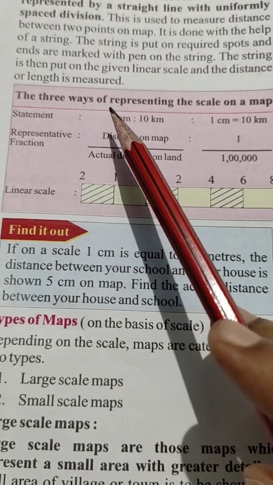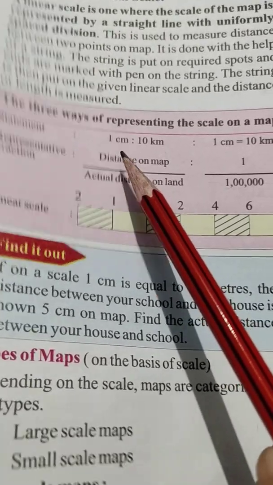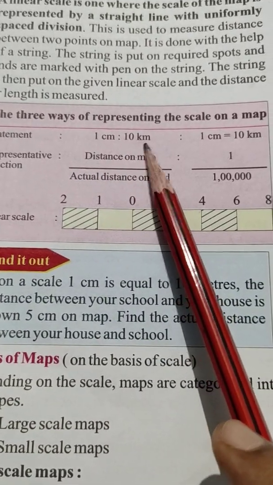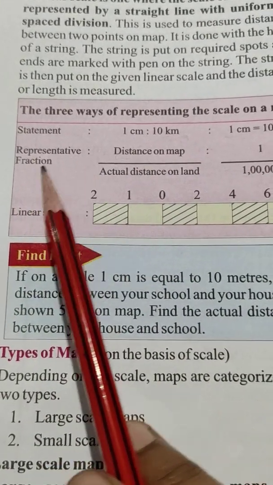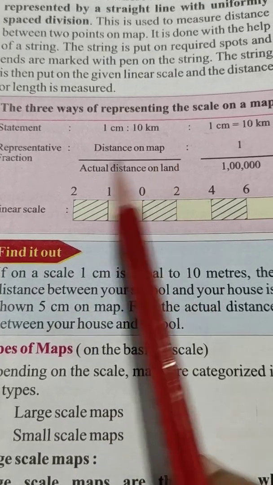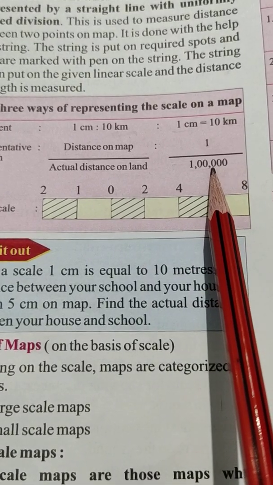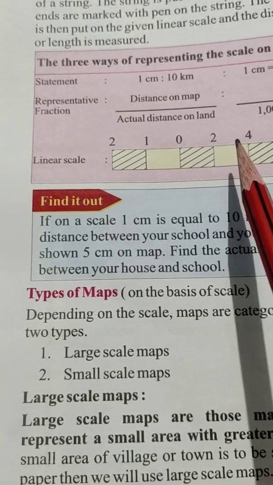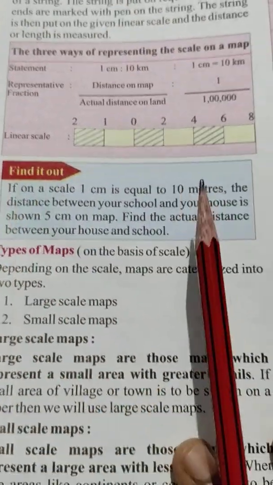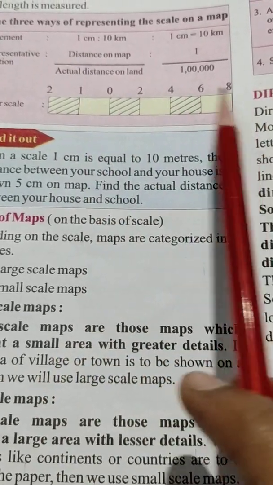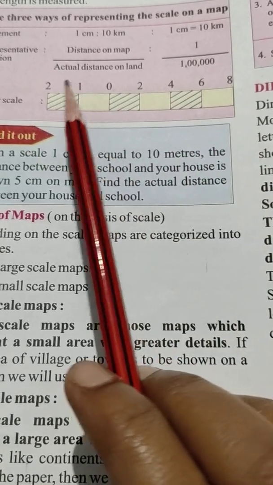See students, the three ways of representing the scale on a map. Statement: 1 cm is equal to 10 kilometer. Representative fraction: distance on map by actual distance on land, 1 by 1 lakh. This is linear scale. See, 0, 2, 4, 6, 8, then left side 1, 2.